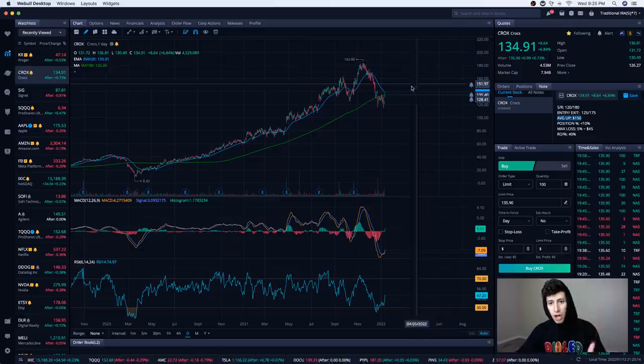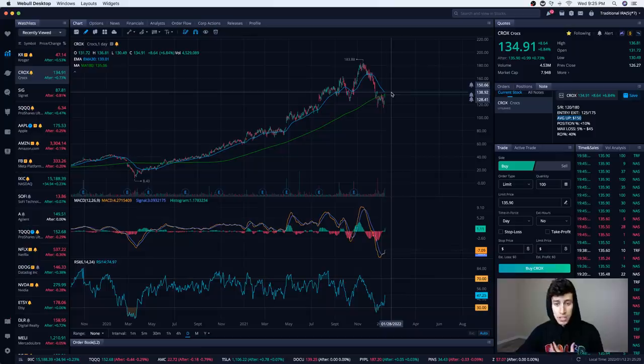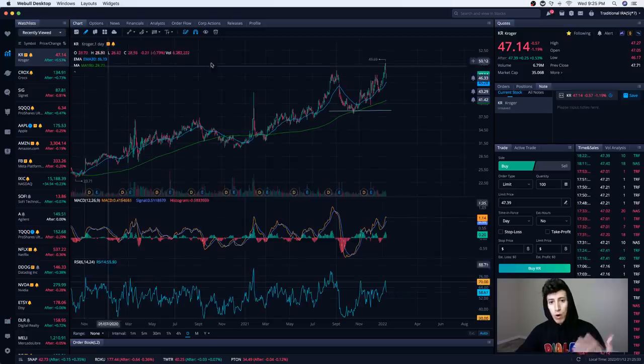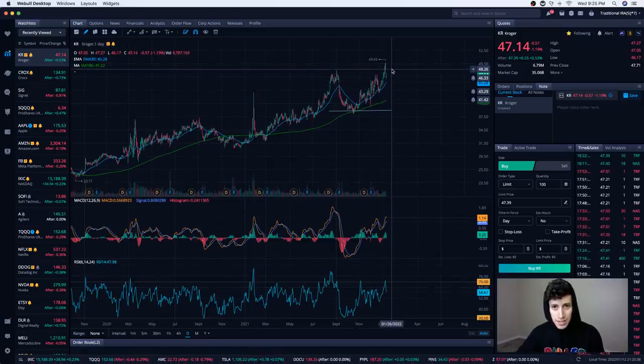I thought I would talk about Crocs. It's getting really close to the EMA line. I'm watching it to potentially buy as a swing trade, but we definitely don't have confirmation just yet. I'm very excited to follow up with it, but not only did I want to talk about Crocs, I wanted to talk about a true example of what my ideal swing trade setup looks like, and I think Kroger is an amazing example of that.